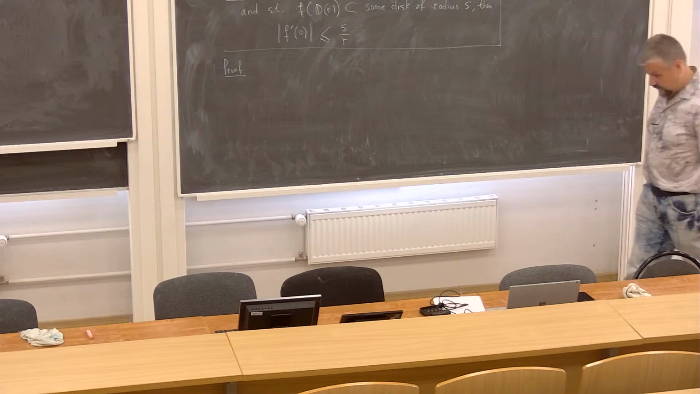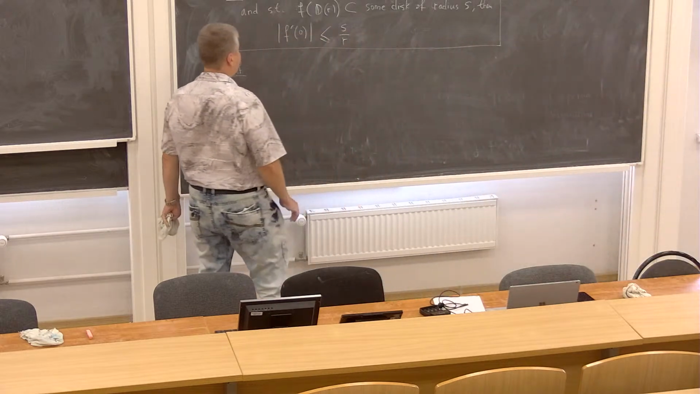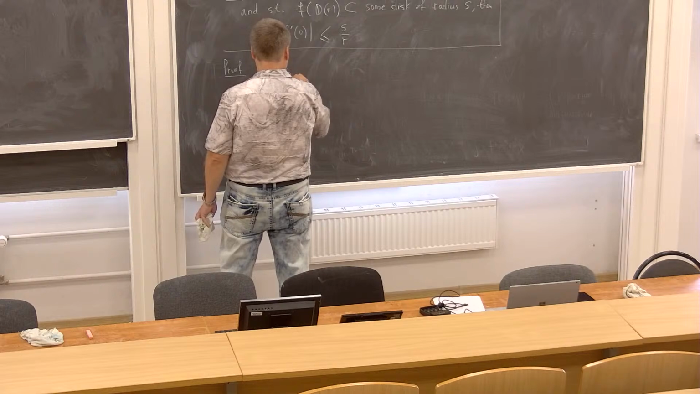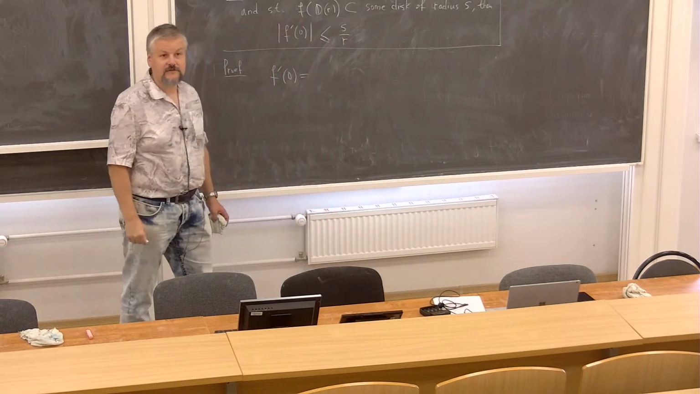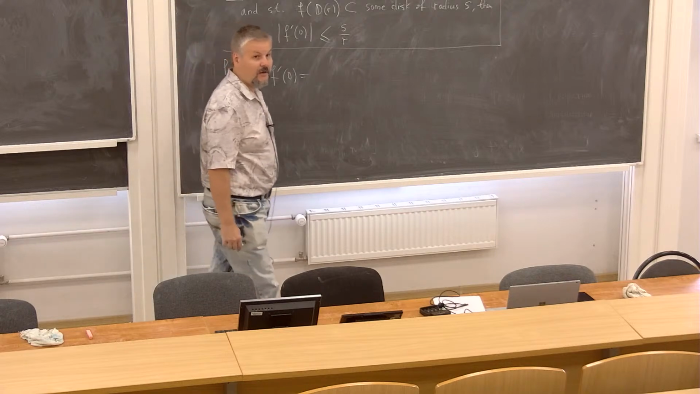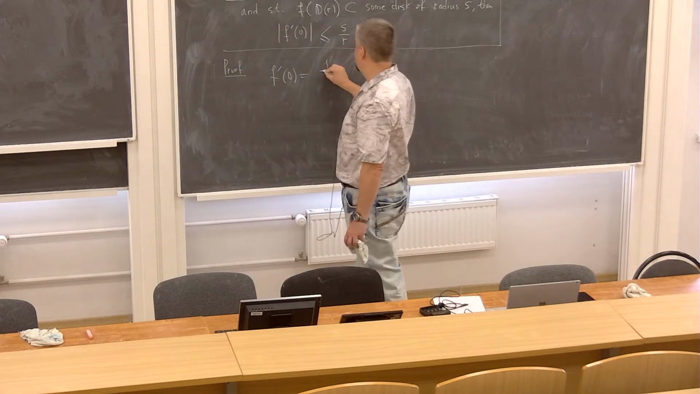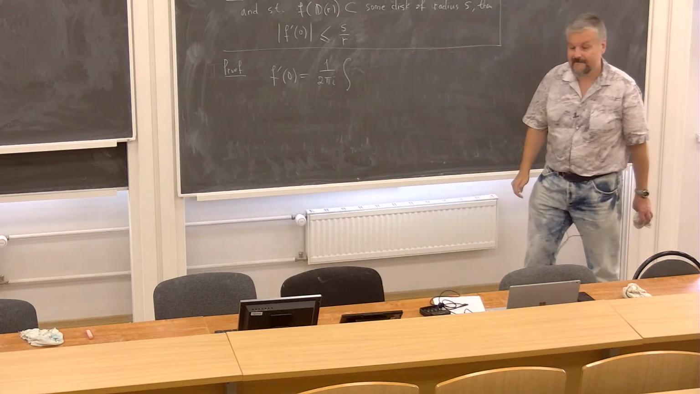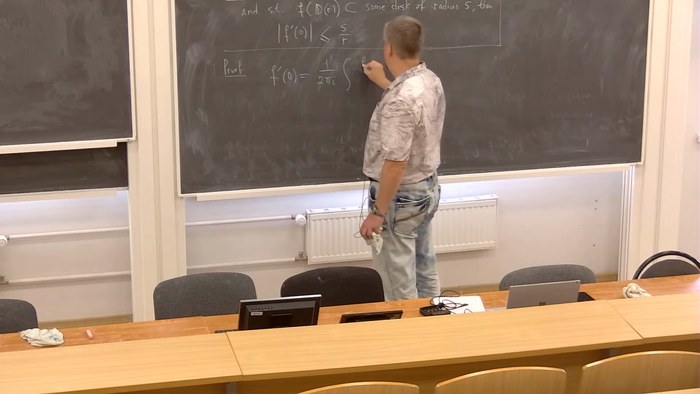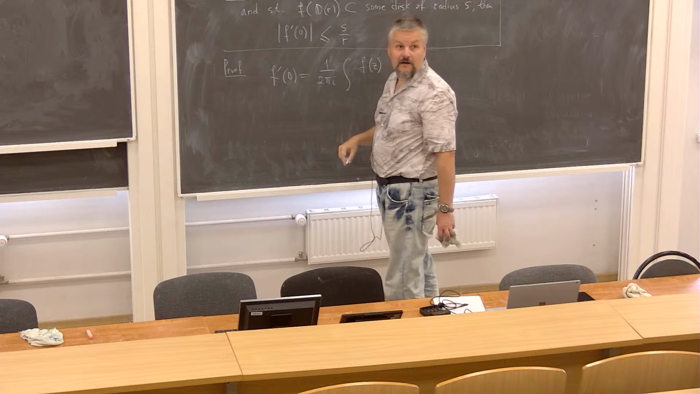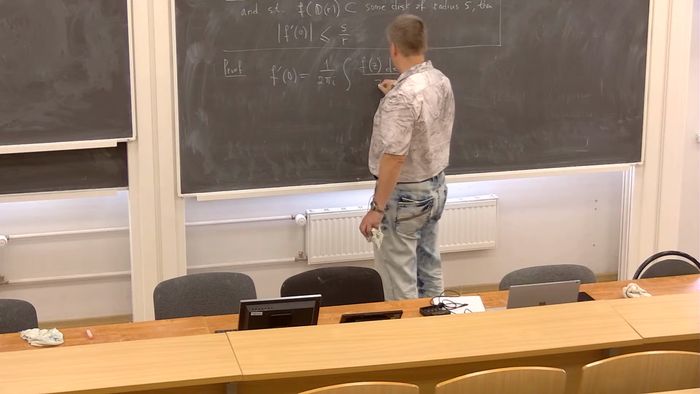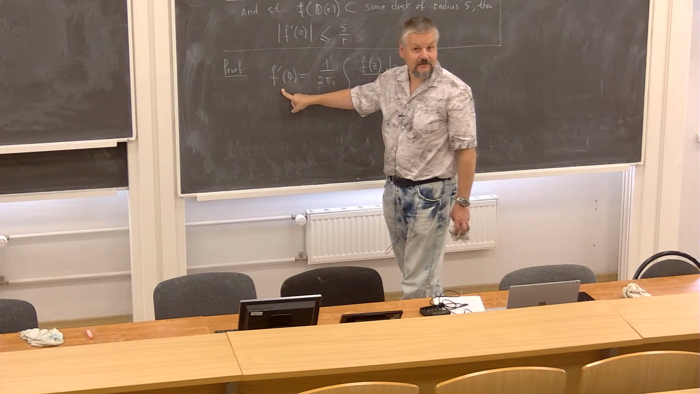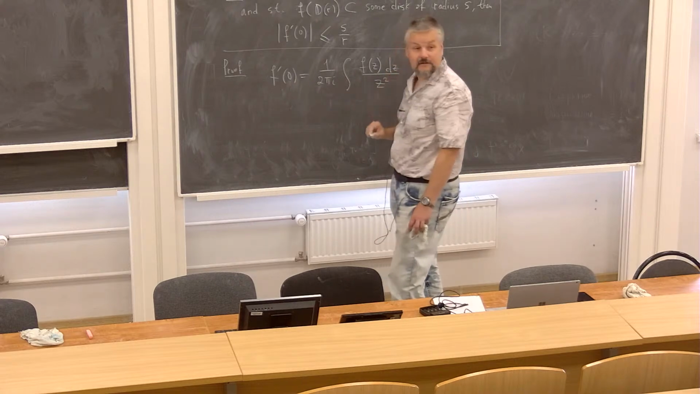Okay, so the proof uses the Cauchy formula for the derivative. Do you remember the Cauchy formula for the derivative? Integral of f of z, if you divide just by z, it will be f of zero, right? And for the derivative, what do you need to divide by? By z squared, right? Okay.